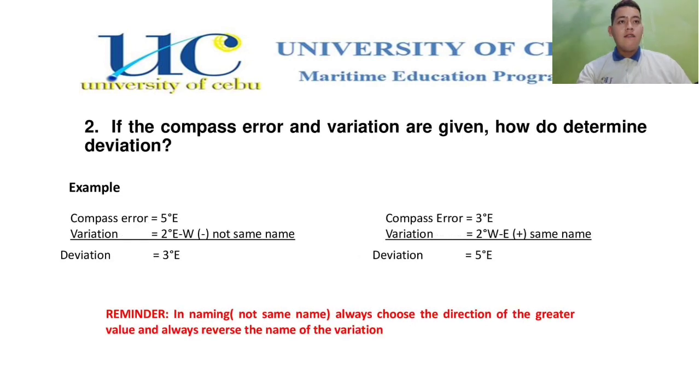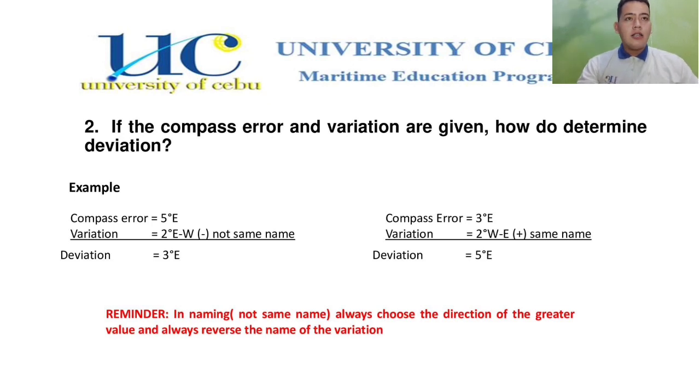Question number 2. If the compass error and variation are given, how do we determine the deviation? Depending on the situation given, we simply apply subtraction or addition of the variation to the compass error to obtain the deviation. To get the result, we must first reverse the name of the variation. If they have the same name, simply add and copy the name. If the names are different, subtract and name it after the higher value.